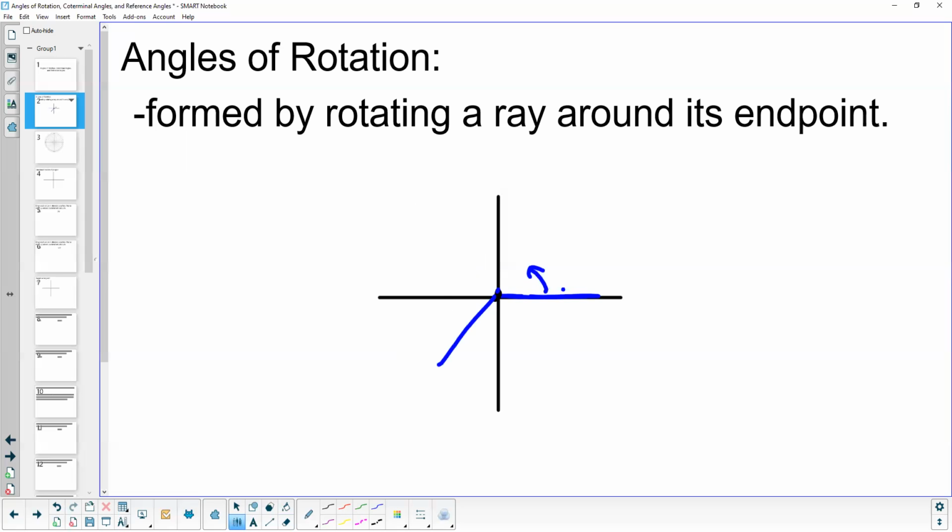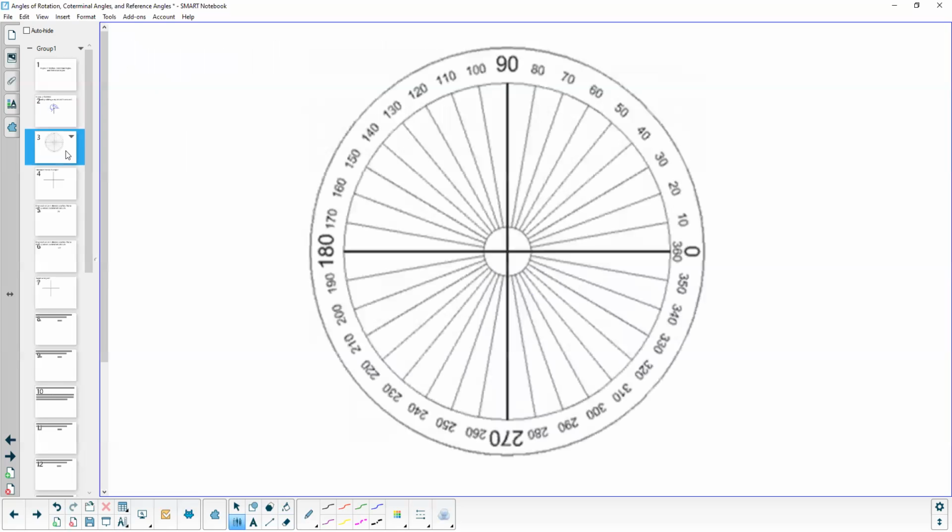And notice how all of those angles were rotated counterclockwise. So when it comes to an angle of rotation, we typically rotate it counterclockwise, but we can also rotate it clockwise. Now, the distance that we rotate it is dependent on the degree of the angle that we want to draw.